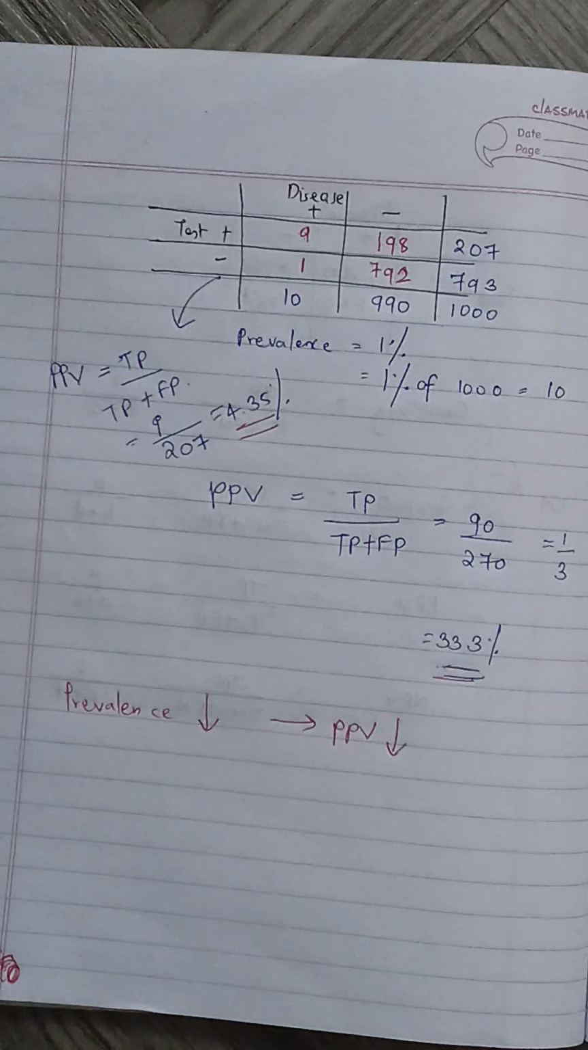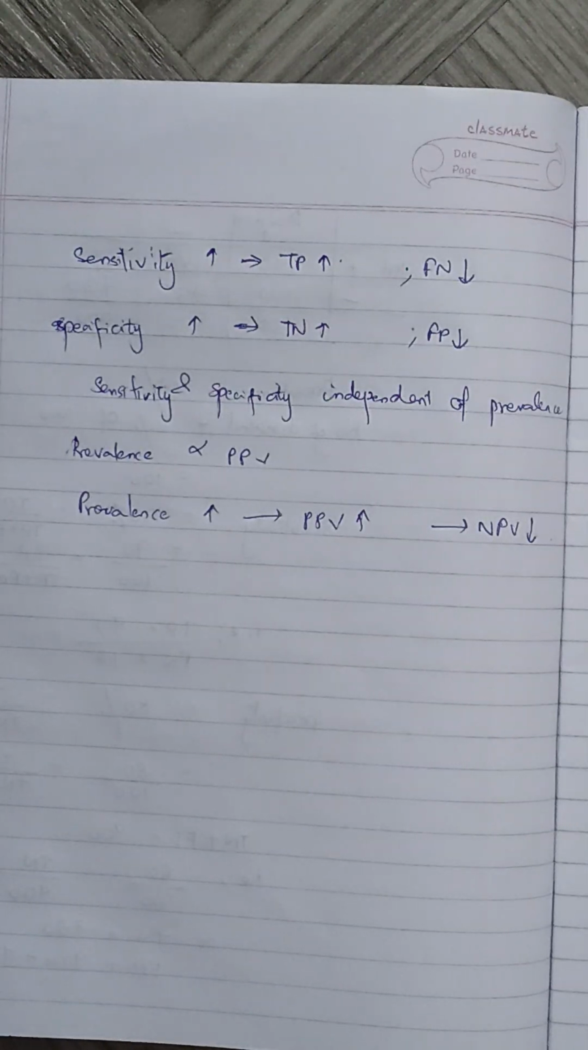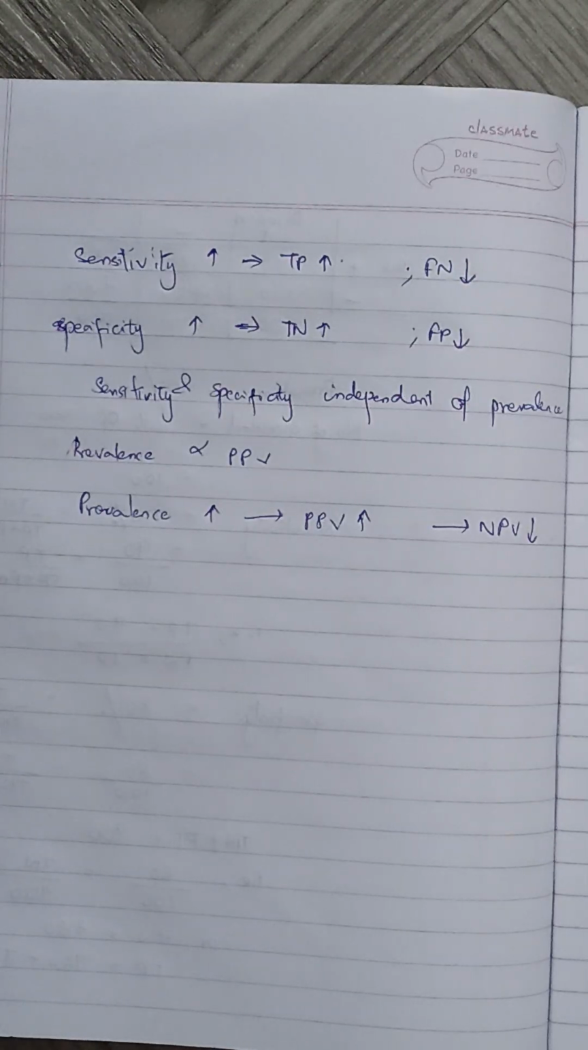So what are the takeaway points from this session? These are the key takeaways. Sensitivity increases means true positive value will increase and false negative value will decrease. Specificity increases means true negative will increase and false positive will decrease. Or in other words, a highly sensitive test will pick up most of the patients who have the disease, and a highly specific test will rule out the disease. So if the test turns out to be negative, you can be assured that the patient does not have the disease if it has a high specificity.